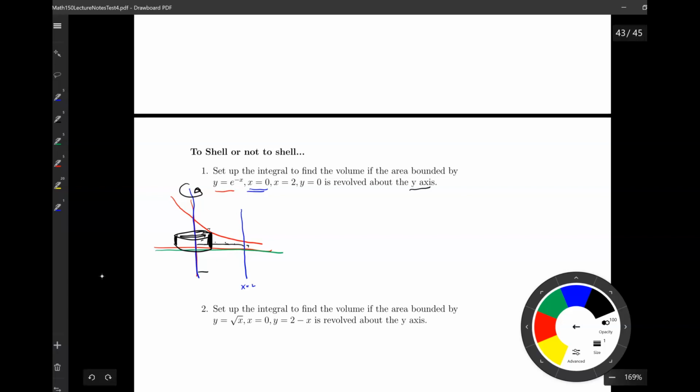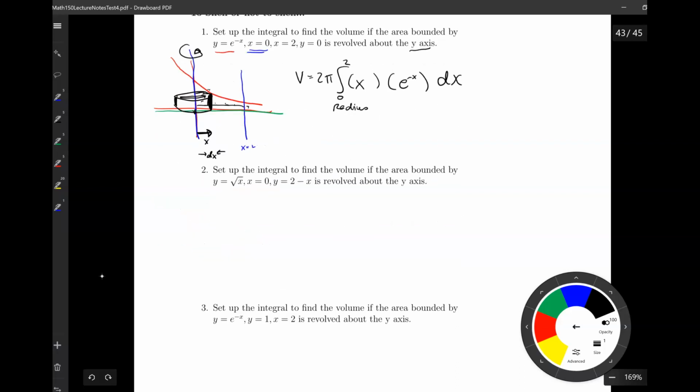Okay, so the radius of our shell here is x. The thickness of the rectangle that I'm spinning is dx. So volume by shells is 2 pi, radius, height, and then the thickness of my rectangle. The radius is x, because I'm revolving it about the y-axis. This distance here is the radius x. The height is the height of this rectangle right here, and that goes to the function e to the negative x. Where am I building rectangles from and to? From 0 to 2.